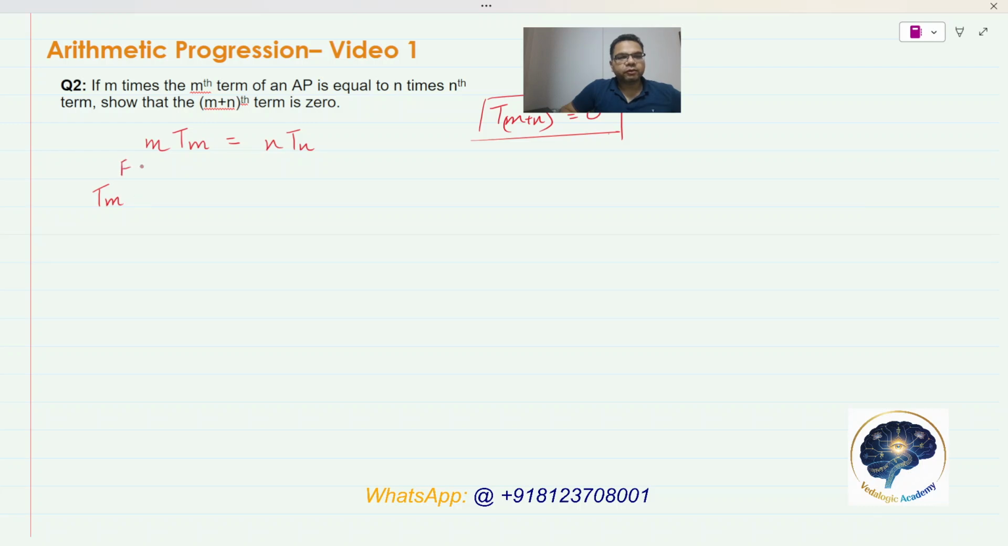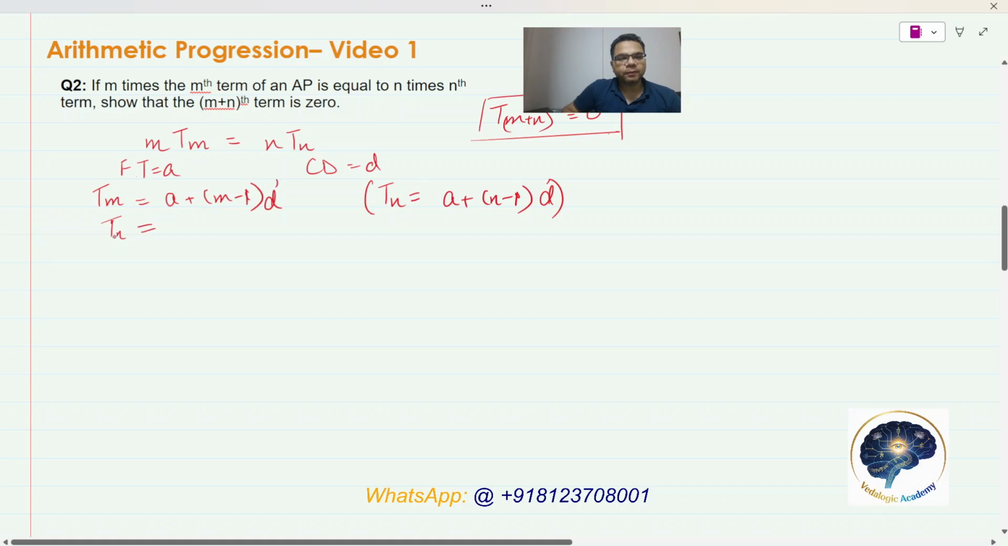So we are saying the first term is a and the common difference is d. This is what we are going to take. So tm is nothing but a plus (m minus 1) into d, right? Why are we saying this? Tn equals a plus (n minus 1) into d. So that's why I'm saying tm equals a plus (m minus 1) into d. Similarly, I can also say what tn is: a plus (n minus 1) into d. So I think these two are clear to you, right?